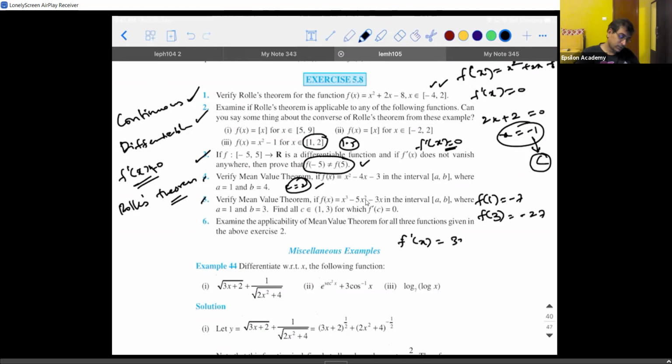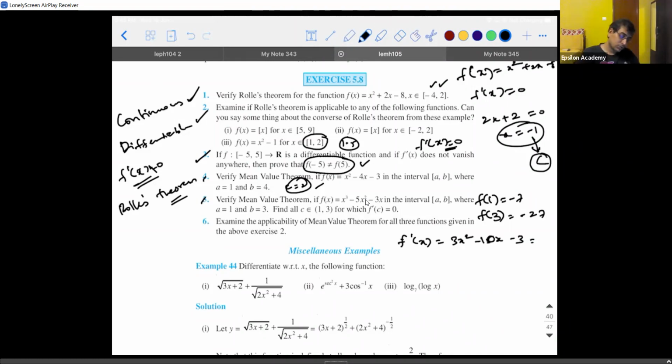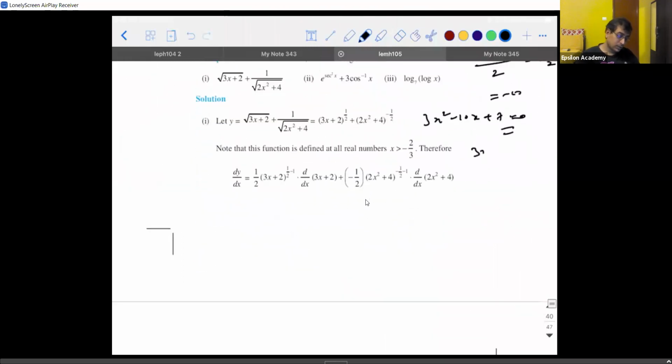What is f dash of x? 3x square minus 10x minus 3. This should be equal to minus 27 plus 7 divided by 2. Minus 20 by 2, how much is this? Minus 10. So you get 3x square minus 10x plus 7 equal to 0. So you will have 3x square minus 7x minus 3x plus 7 equal to 0.